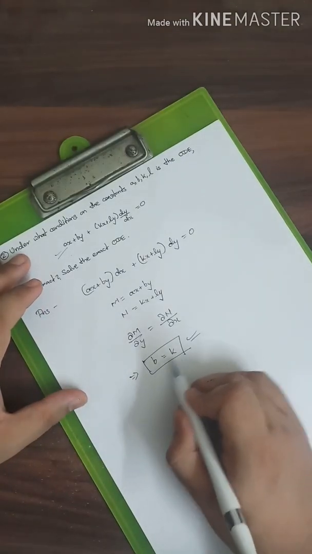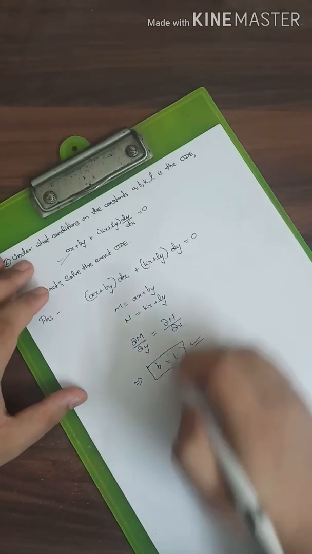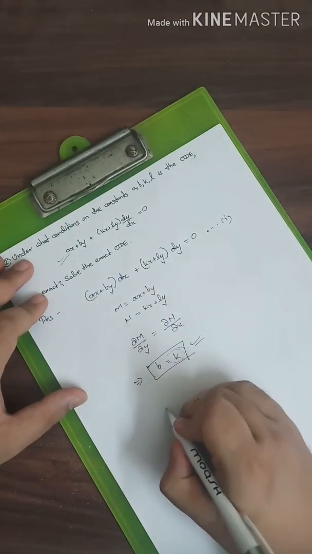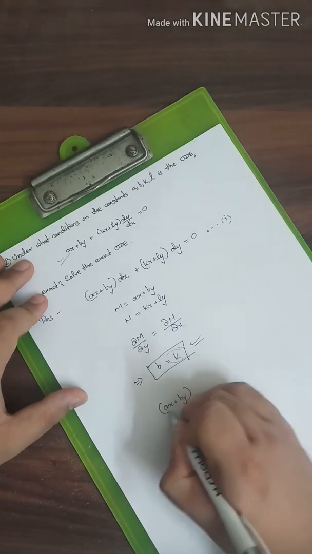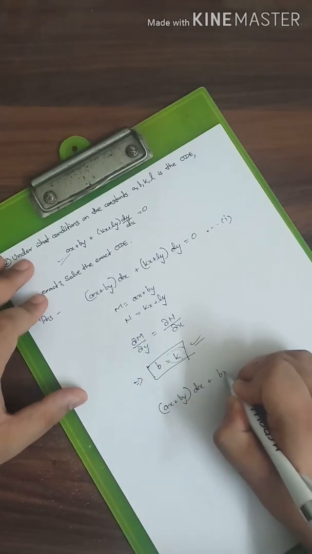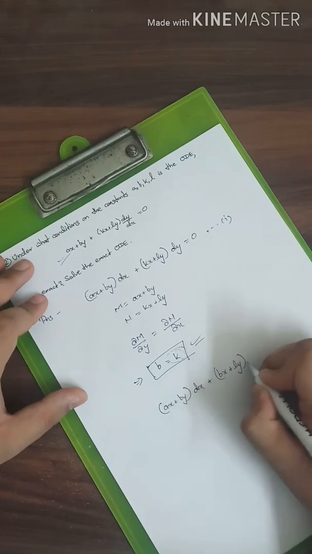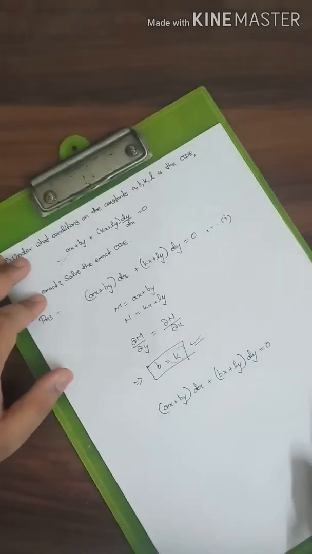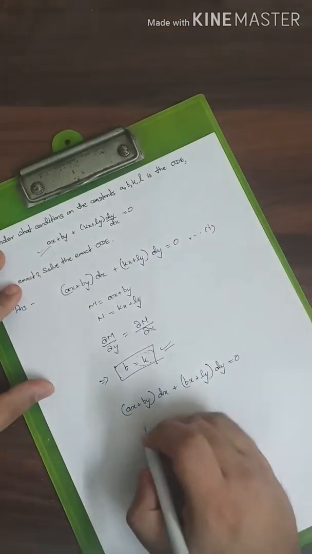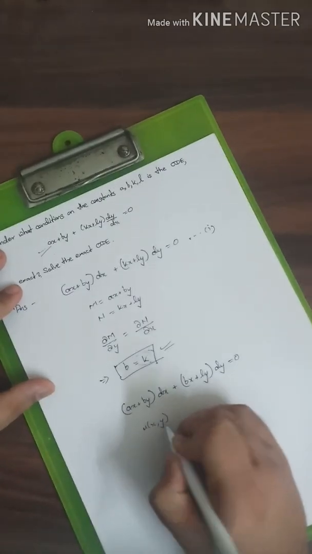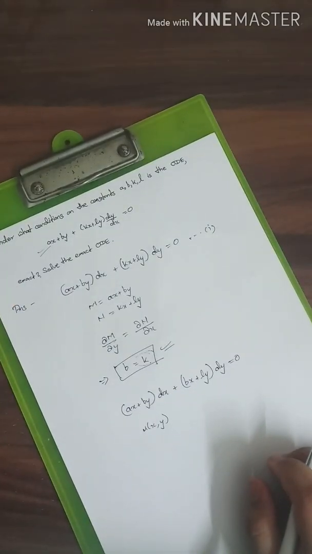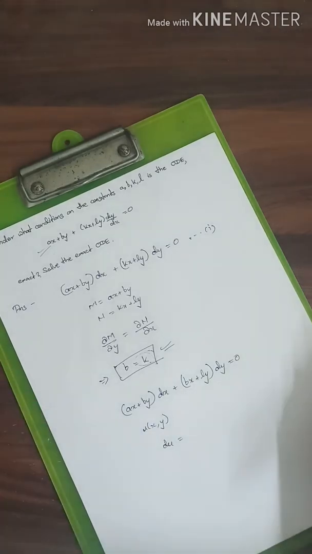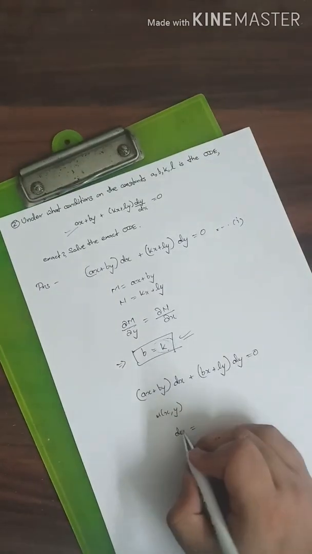So let's replace k with b and rewrite this equation, the equation number 1. What we get is (ax + by) dx + (bx + ly) dy should be equal to 0, and the general solution would be u(x,y). As you have already seen, du is supposed to be... so let's get back to what we are supposed to do.